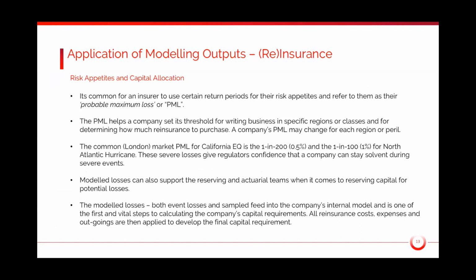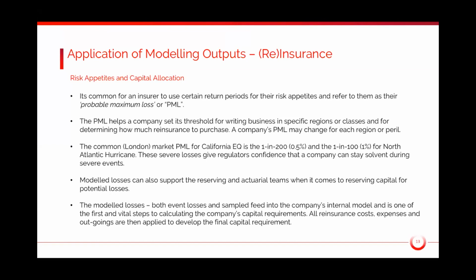Outputs can help a company determine their risk appetites and their capital allocation. A lot of insurers will use return periods, and it's common for them to use certain return periods for setting their risk appetite. They sometimes refer to these as their PMLs, or probable maximum loss. These PMLs can help a company set their threshold for what business and how much business they want to write for specific classes in specific regions. And this will then also determine what benchmark they will look to purchase reinsurance at.